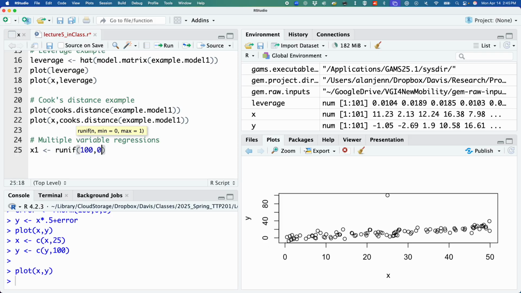I like this example. It's a pretty cool demonstration of the power of the regression and also a caution on the use of visuals to identify things.